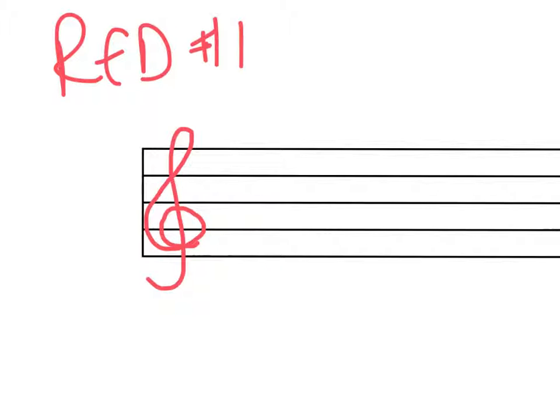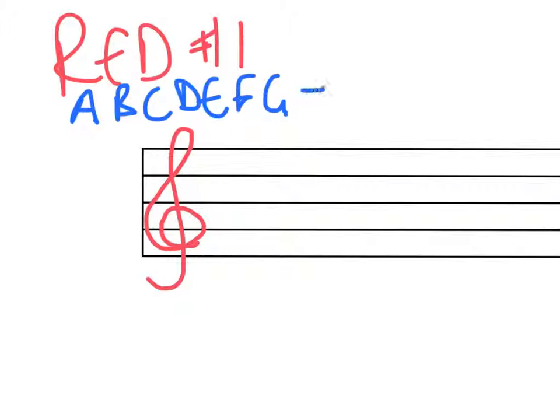And another thing you need to know, the musical alphabet, a little bit different to the regular alphabet, starts at A, but it only goes up to G, and then it starts again at A. So there's no H in music.